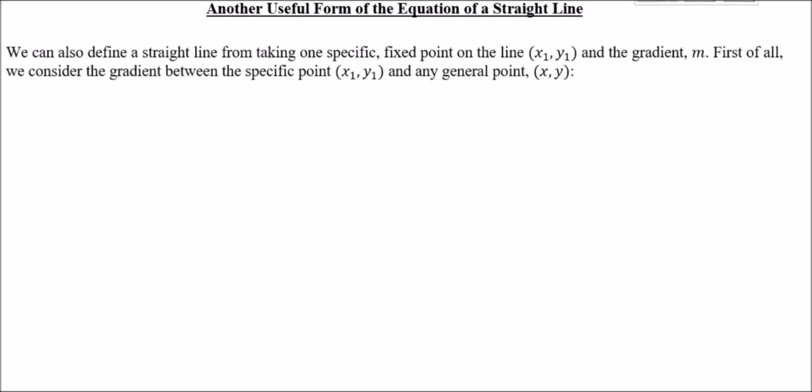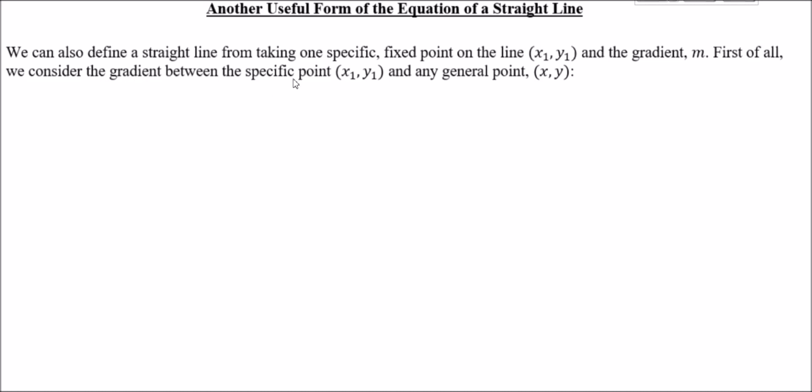So I'm going to start off by just saying that we can define a straight line from taking one specific fixed point on that line, let's call it x1, y1, and the gradient m. So rather than defining a line using the gradient and the intercept, in fact the gradient and the intercept is using this form, okay? Because the intercept is the fixed point. So what if the fixed point wasn't just the intercept? It's like an extension of that from not just the intercept to any general fixed point you might happen to know.